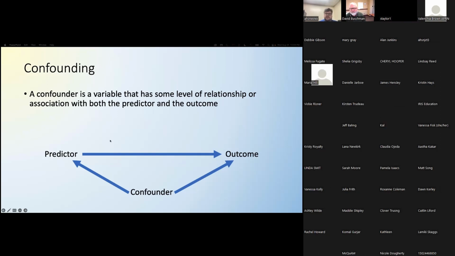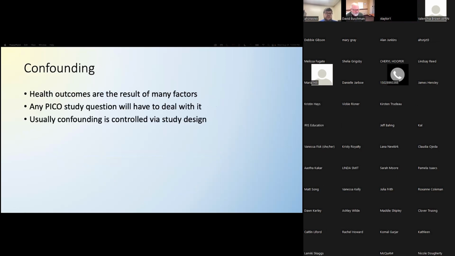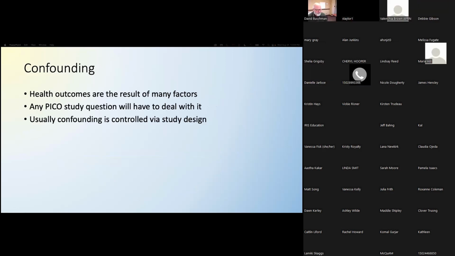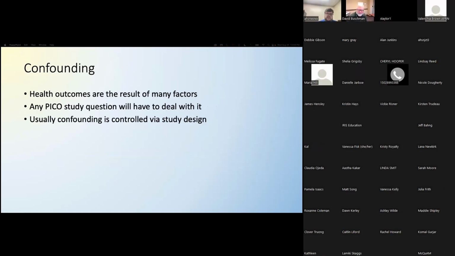And in any sort of health sciences or medical or sciences, we know that the health outcomes are going to be the result of many factors. And so if you remember a PICO study question, which is a population, intervention, control, and outcome, all of those study questions will have to manage confounding in some way. And usually we do that by study design or through statistical analysis. And so confounding is an important thing to do.